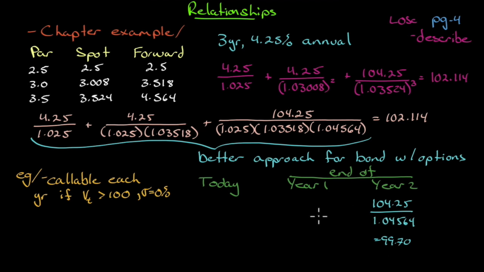So let's go back to the end of year 1 and see what we have. Well, we have 99.70 plus, remember now, we add our coupon, 4.25, and we'll discount this by the forward rate for period 2, 1.04518, and we will get 100.417. Now, this is in the money, so it would be called. We said here it'll be called if the value is over 100. Here's the logic behind this. It may not be called. The company may look at this and say, well, that's really not worth us calling.